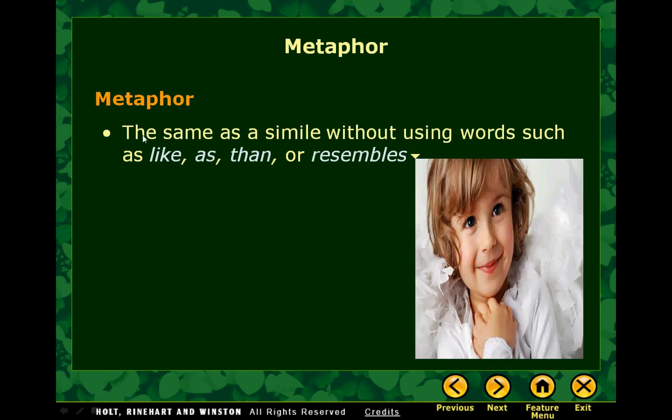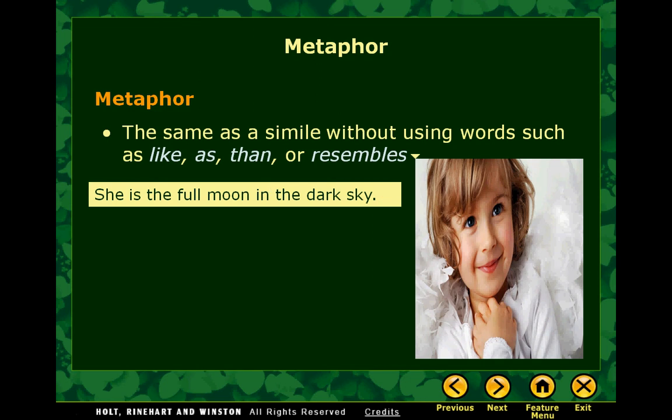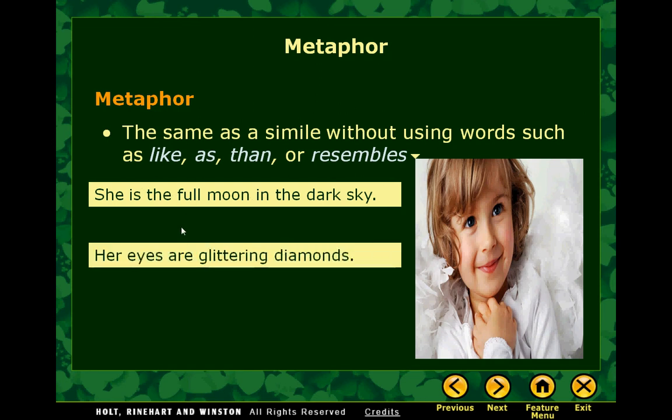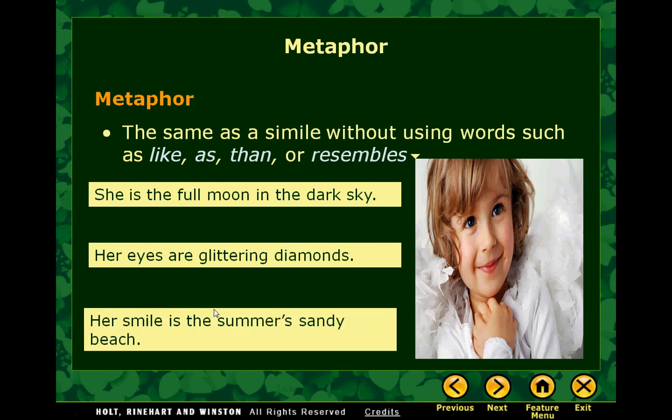A metaphor has the same picture as a simile without using words such as like, as. In the sentences we read in the simile slide, we can actually omit like or as, and then we have a metaphor. Instead of saying she is like the full moon, we say she is the full moon in the dark sky. We omitted like, and then we have a metaphor. Her eyes are glittering diamonds, we omitted as, and we have a metaphor. Her smile is the summer sandy beach, the same. We don't compare. There is no warmer than here, but we can sense warmer than without mentioning it. That's why we call it a metaphor.